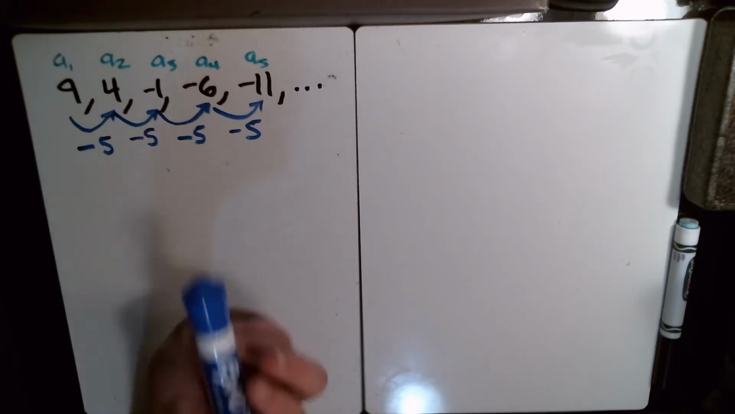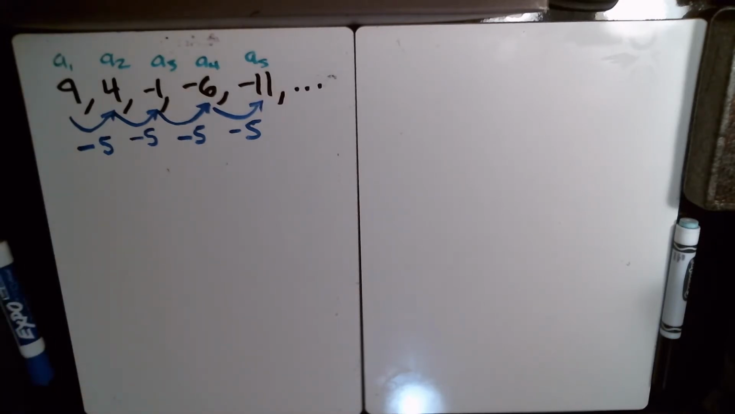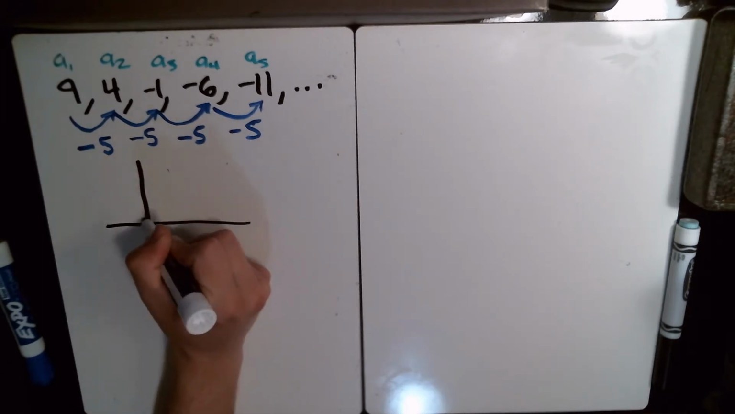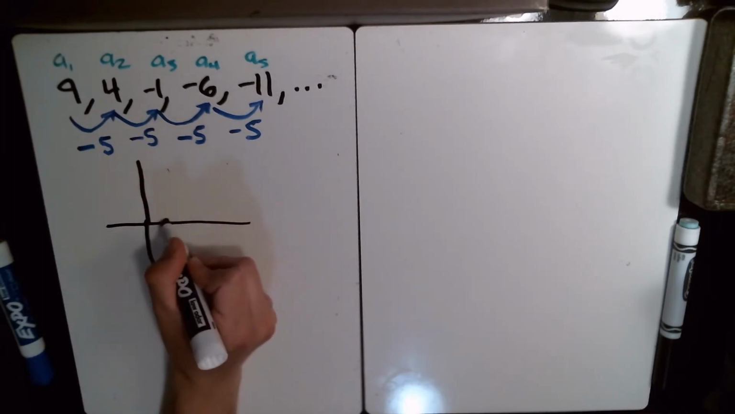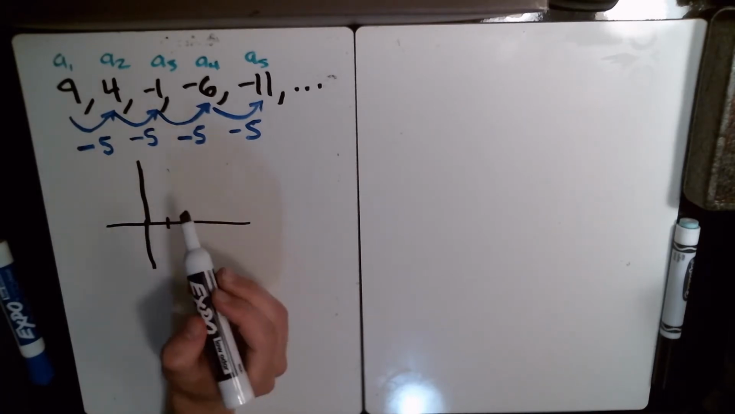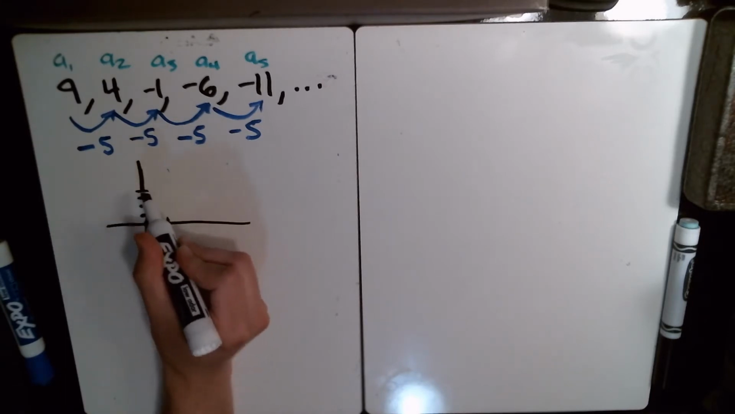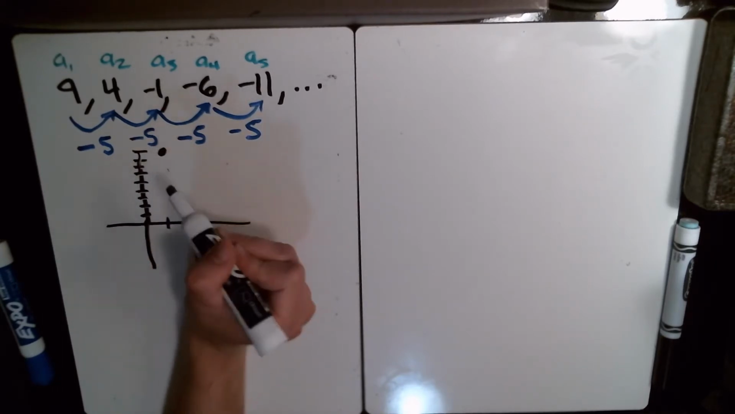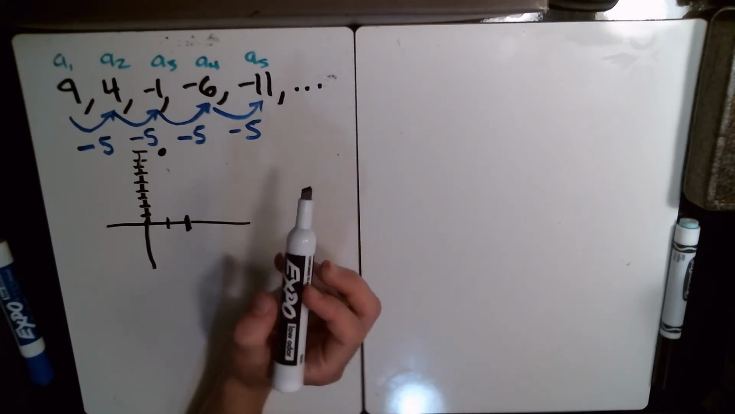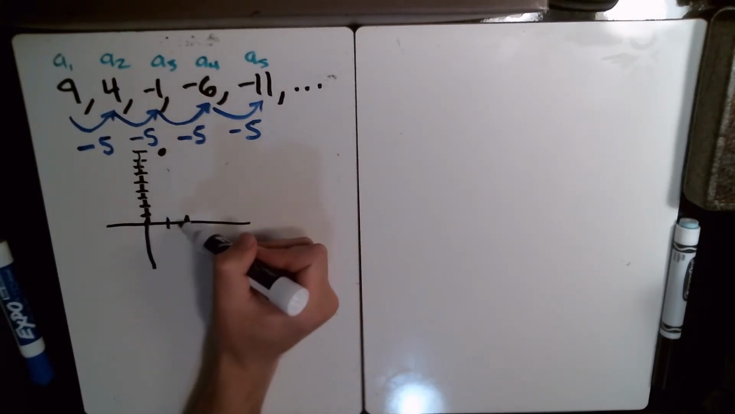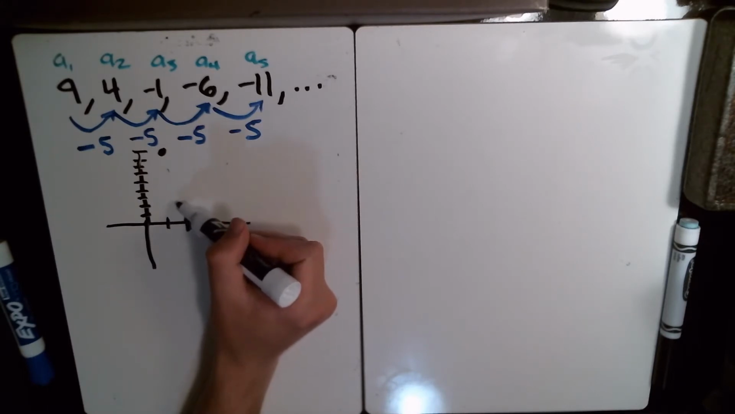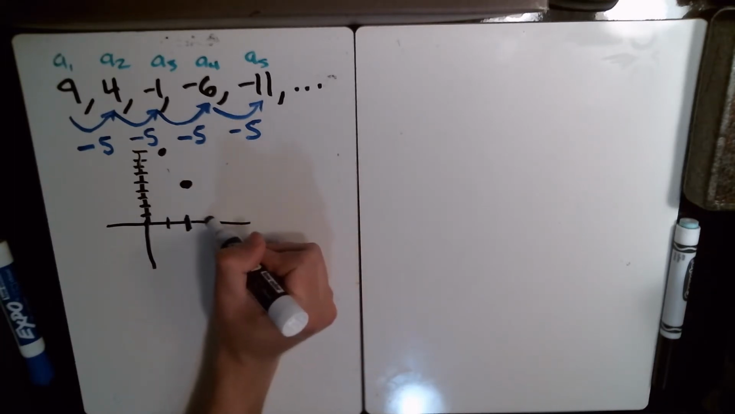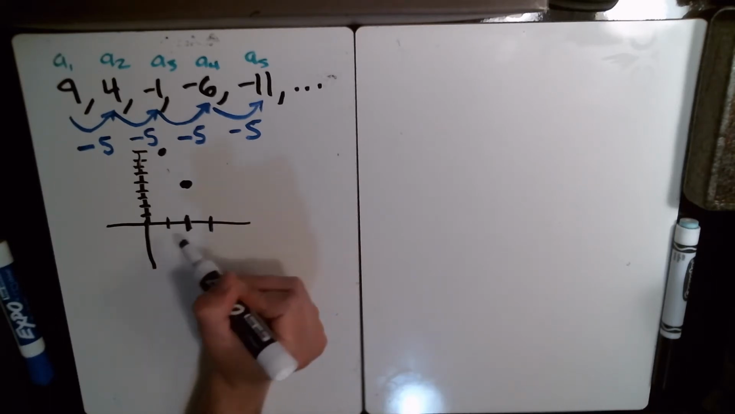And so if you thought about this on a graph, what would this be? We don't have the in-between places anymore, but when n equals 1, we're at 9. So 1, 2, 3, 4, 5, 6, 7, 8, 9. Okay. So we're up here. And then when n equals 2, we're at 4. So we essentially go down 5, right? 1, 2, 3, 4. Okay. And then when n equals 3, we're at -1.